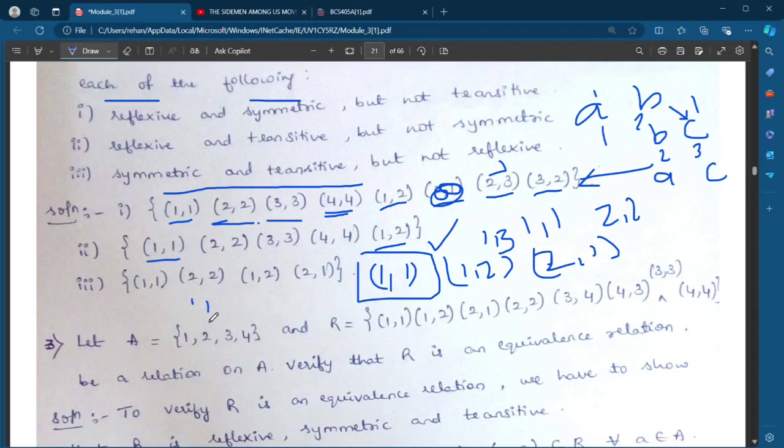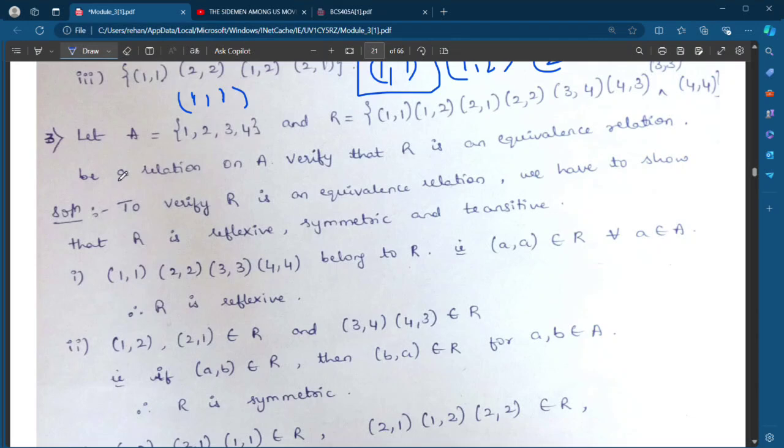Simple. See, if you write only 1 comma 1, it will satisfy that. But if you take only one, since 2, 3, 4 are in the set, only 1 comma 1 cannot be stated as reflexive because the other elements' reflexives are not there. So for symmetric, 1 comma 1 is there. Then 1 comma 1 is also A comma B, B comma C is there. Transitive, I will consider this 3 times.